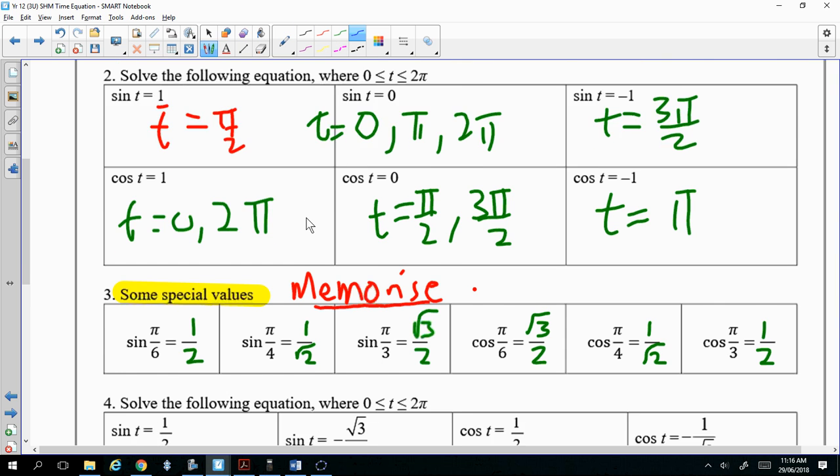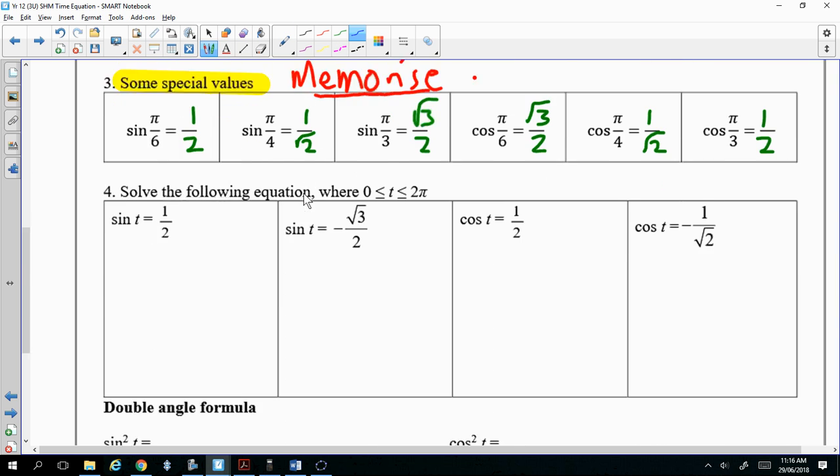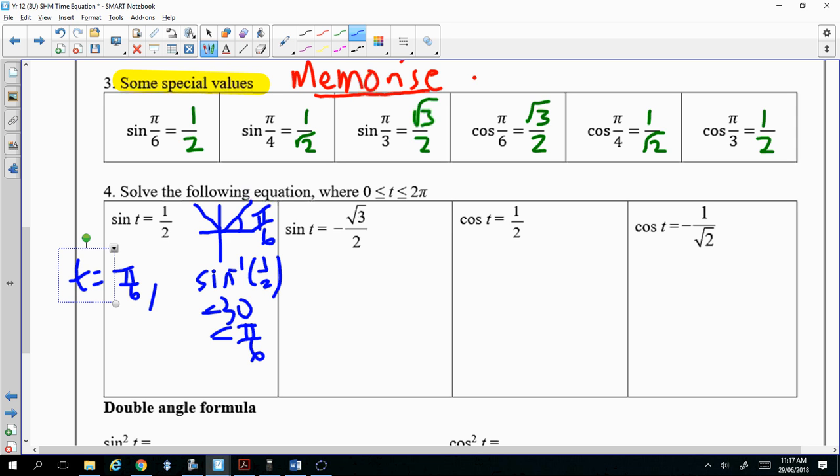Next bit is solve equations. So solve the first one. It is in the first or the second quadrant with the related angle pi over 6, because if you do shift sine of half, it gives you 30 degrees, which is pi on 6. To find the actual time, you do pi over 6 in the first quadrant, or you do pi minus pi on 6 in the second quadrant. So the answer will be pi on 6, 5 pi over 6. Do the same for the other two. Look at the quadrant, look at the related angle.